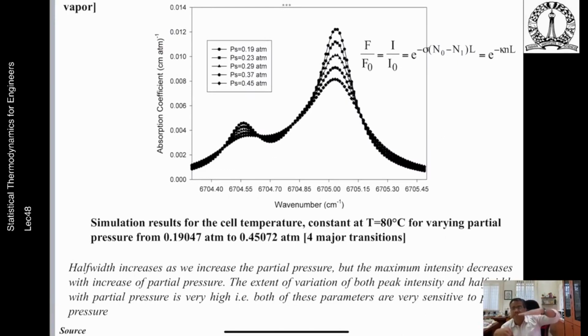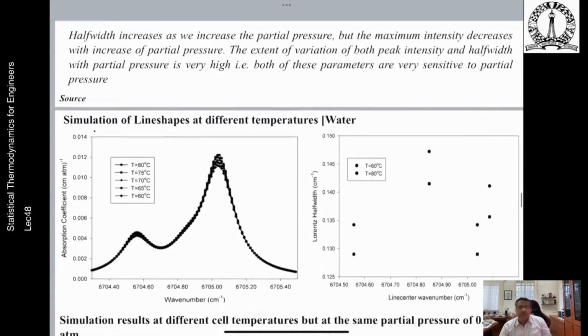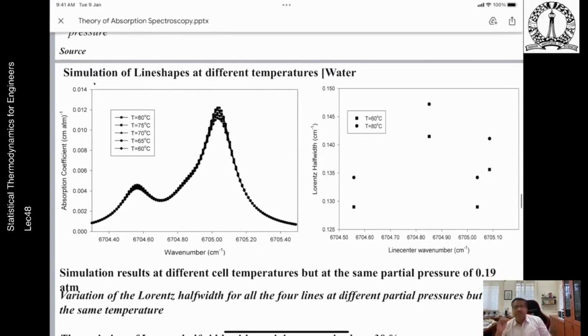The extent of variation of both peak intensity and half width with partial pressure is very high. So both of these parameters are sensitive to partial pressure. That is what we can say over here. So this is at different temperatures, for example, from 60 to 80 degrees Celsius.